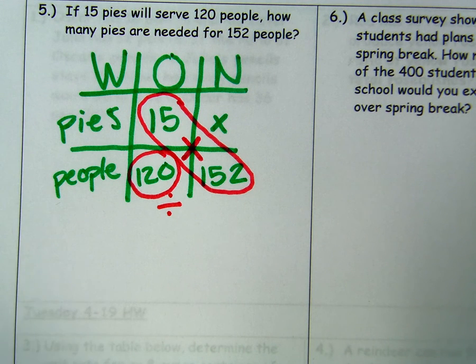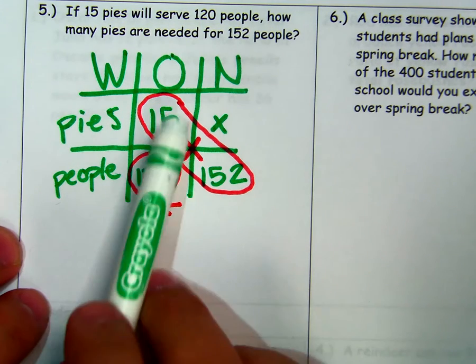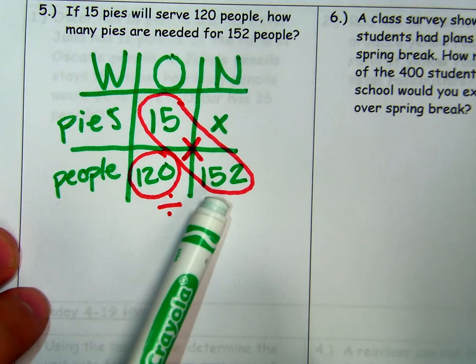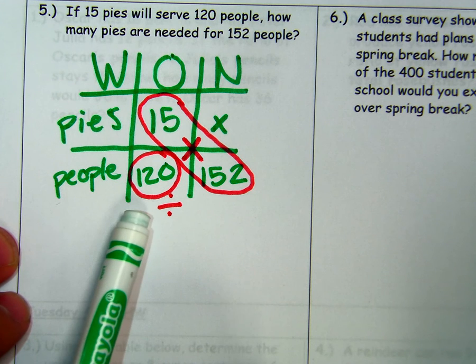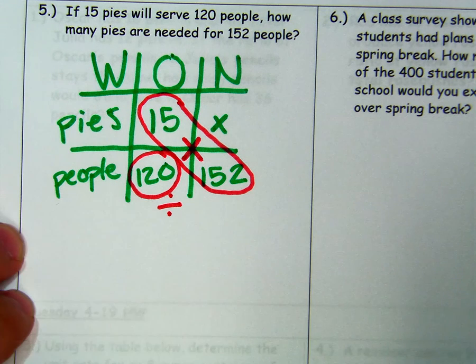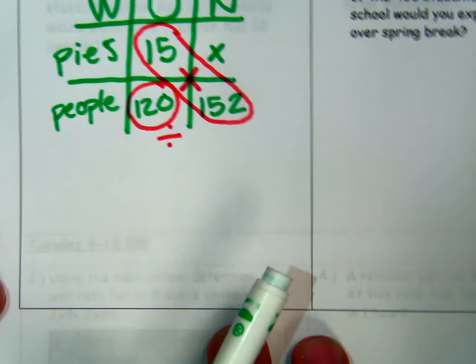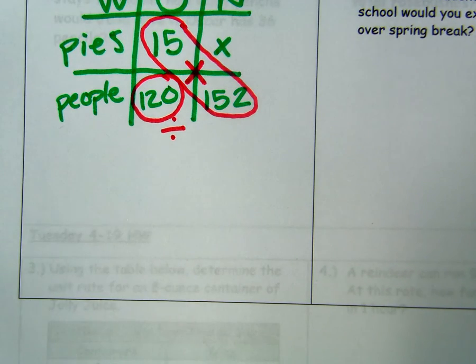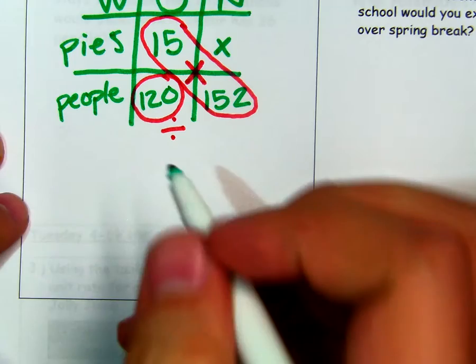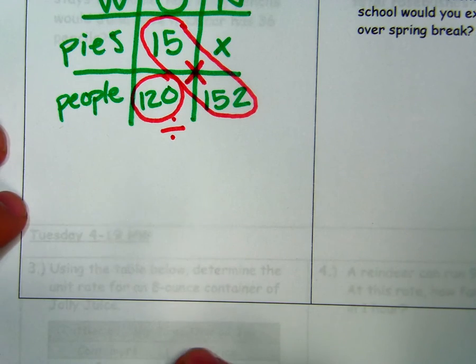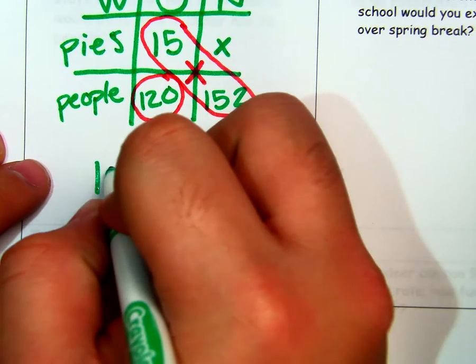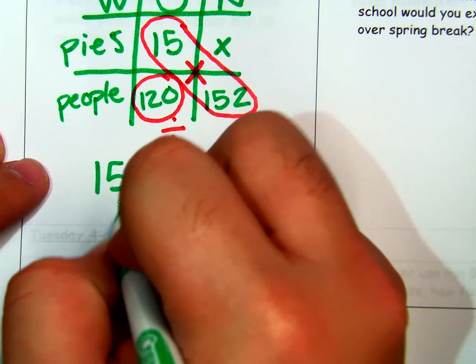So in order to figure out how many pies we need for 152 people, we're going to have to multiply 15 times 152, and then we'll have to divide that product by 120. Now, just so I can save myself some space, actually I have some space down here. So I'm going to move this up just a little bit so we can do our first step, which is 152 times 15. So I'll set up my multiplication problem, that way we can go through it.